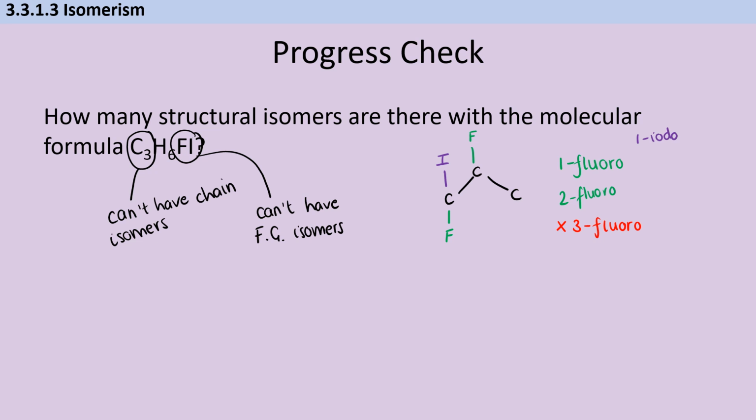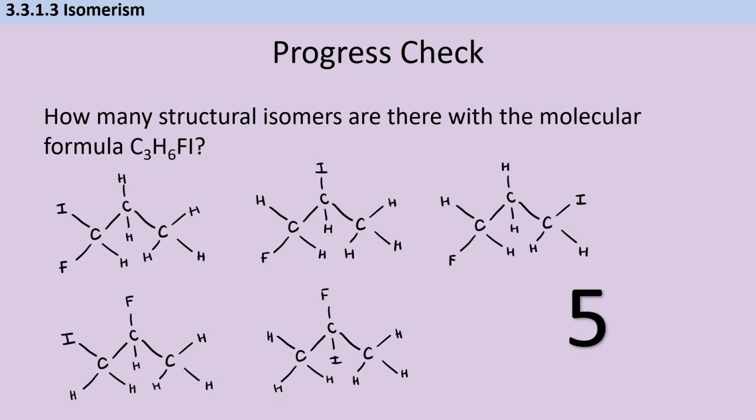So in this case, we could have 1-fluoro-1-iodopropane, or we could put that iodine on the second carbon, in which case we could have 1-fluoro-2-iodo, or 2-fluoro-2-iodo, that would be fine as well. And we could put it on the third carbon, but only if our fluorine is on the first carbon. So we can have 1-fluoro-3-iodo, but we can't have 2-fluoro-3-iodo, because in that case we would again start counting from the right hand side and we would have 2-fluoro-1-iodo instead. So the answer is that there are 5 different structural isomers. And here are our 5.